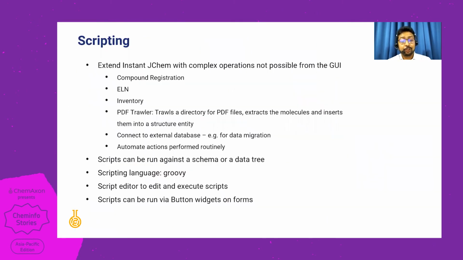Now, coming to scripting. Scripting basically is a way to extend the functionalities that are already present in Instant JChem. So we use the Groovy language. So you can run a script against a schema or a data tree. And we have done a lot of projects, or our clients have also done a lot of projects, wherein they have extended Instant JChem to be used as a compound registration, as an ELN, as an inventory.